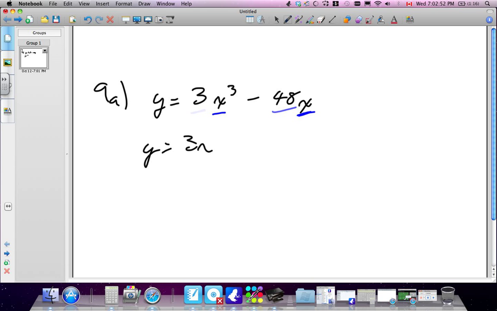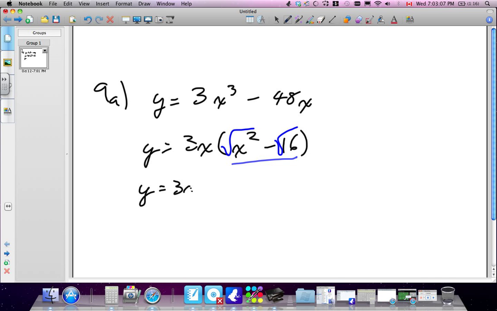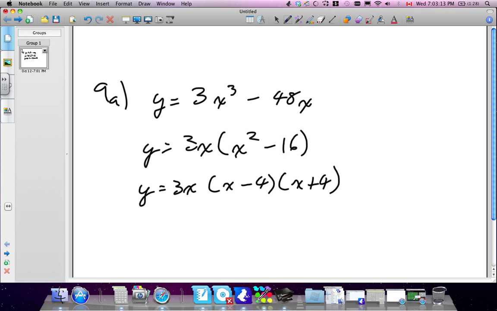So we end up with y equals 3x, and then we divide by it. So I have x squared minus 16. Okay, this is a difference of squares. You recognize that? Just find the square root of both, and we split it into 2. So we have y is equal to 3x(x - 4)(x + 4).